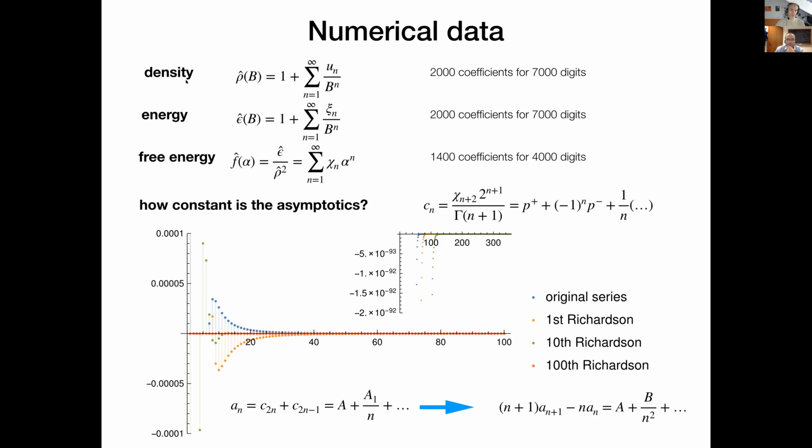So what we did, we calculated the first 2000 coefficients to 7000 digits for rho, same for epsilon, and we could calculate 1400 coefficients with 40,000 digits for epsilon over rho squared as a function of alpha. Having that many perturbative coefficients, we could analyze the asymptotics, how they behave if the n index is very large.